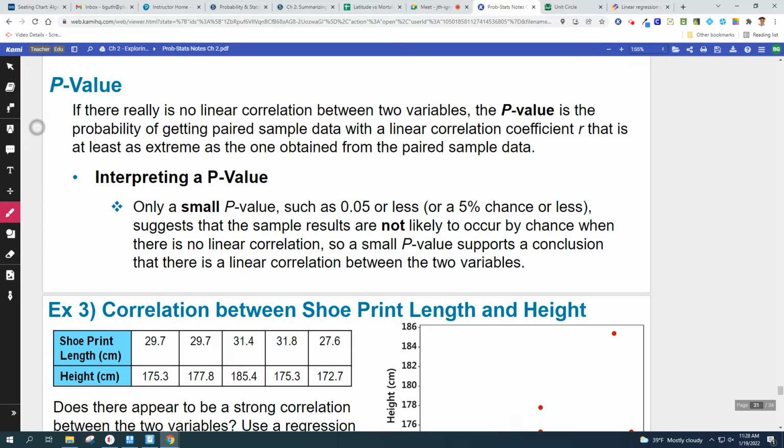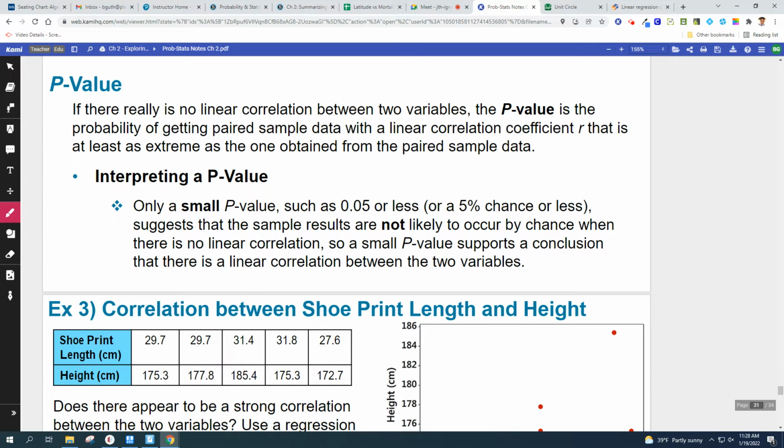Next is this concept of p-value. This was new to me, so you'll want to listen very carefully here. This will be new to you, I think, as well. If there really is no linear correlation between two variables, the p-value is the probability of getting paired sample data with a linear correlation coefficient R that is at least as extreme as the one obtained from the paired sample data. Might want to read that again.